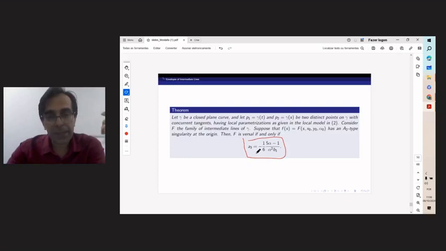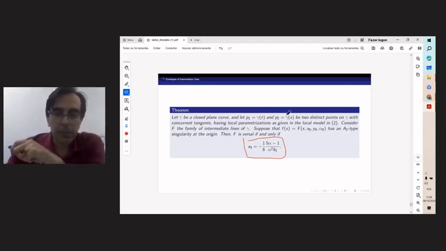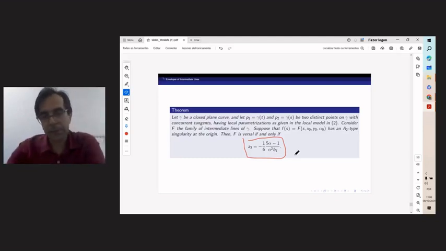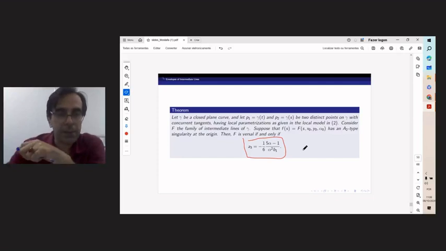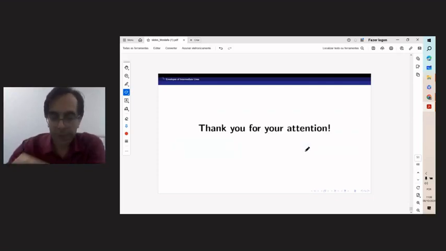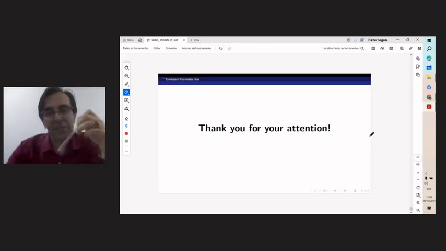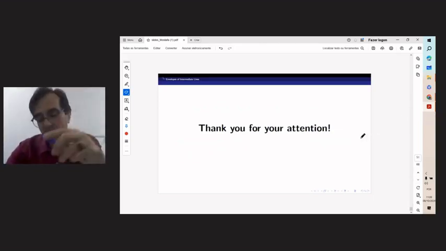Just remember that A3 was the coefficient of the cubic term of one of these points, for example. B1 was the linear term of the other point. So versality and the geometry are also related here. Well, that was all that I prepared for today.